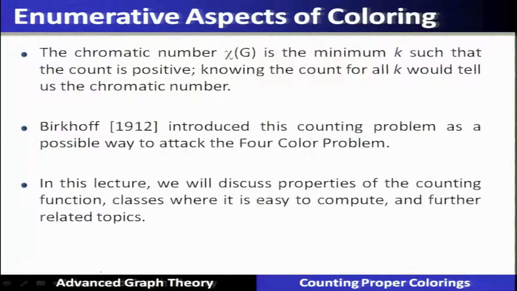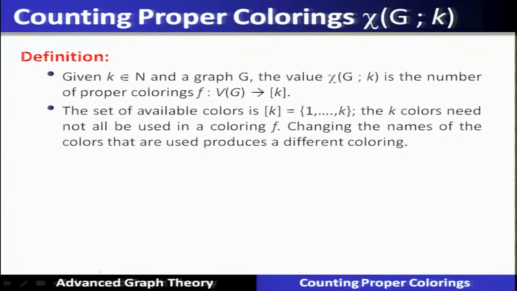The chromatic number chi of G is the minimum k such that the count is positive. Knowing the count for all k would tell us the chromatic number. The counting problem was also used to tackle the 4-color theorem. In this lecture, we will discuss the properties of a counting function, the classes where it is easy to compute, and other related topics.